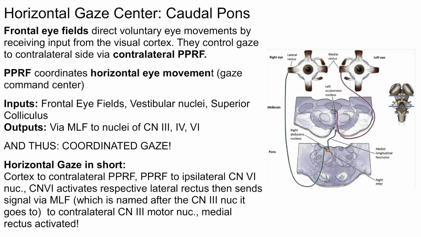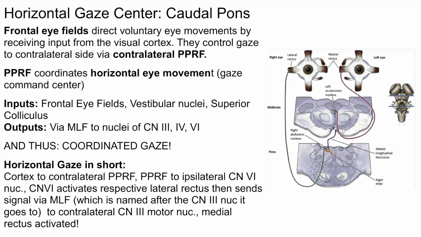All right, so this here is going to be the circuitry that explains why both eyes are going to be moving together, okay? Horizontal gaze, right? And why lesions here give very specific patterns. So this all starts at the frontal eye fields, the FEF, okay? These sit in the cortex and drive voluntary gaze to the opposite side.